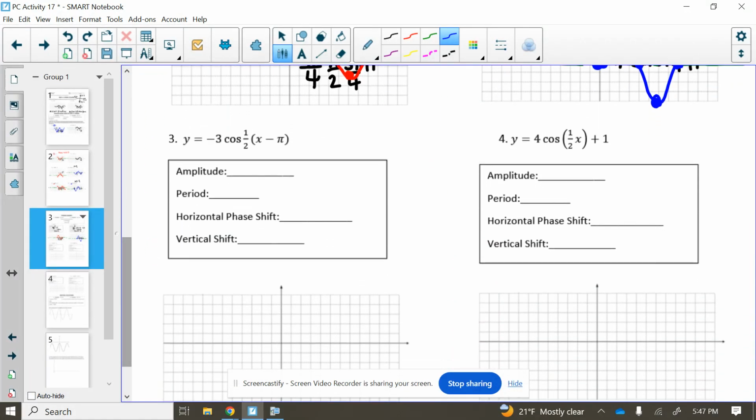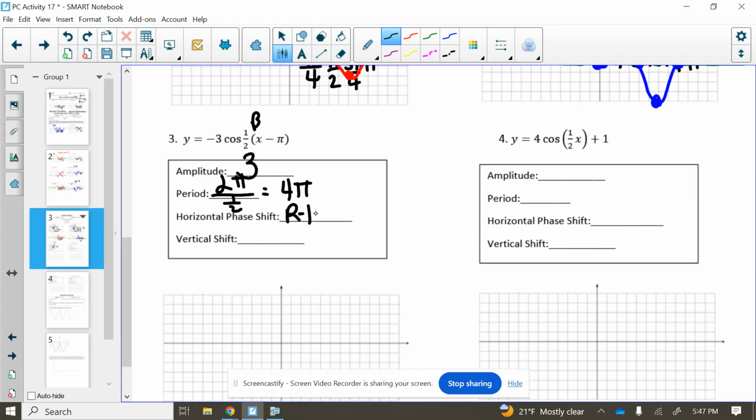All right, our next one is going to have an amplitude change of 3. This time, again, we are having a b value here of 1/2. So similar to the previous problem, 4 pi is going to be our period.